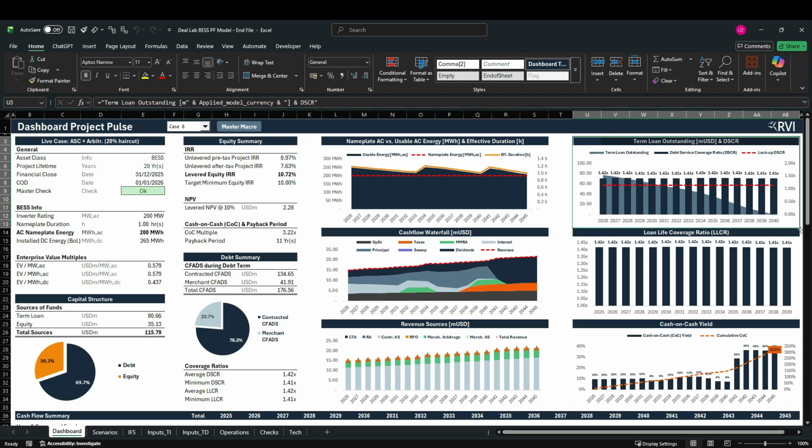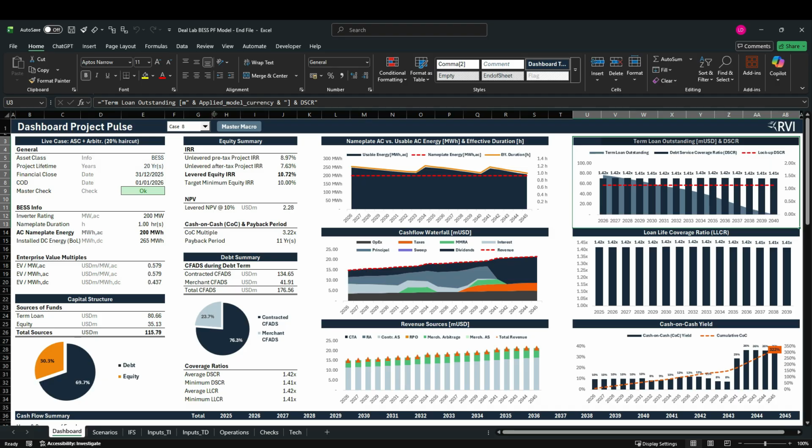In the top right corner of our model dashboard, you can see the DSCR chart. The dark blue bars are the actual DSCR for each year, and the red dashed line is our lockup DSCR threshold. In the current live case, case 8, we are mixing contracted and merchant revenues, so cash flows fluctuate over time. That's why the DSCR profile is not perfectly flat.